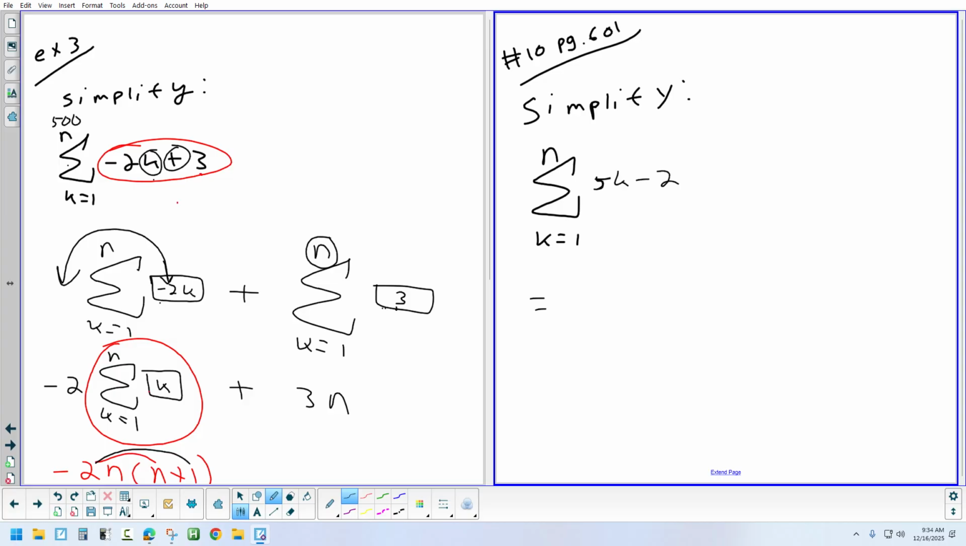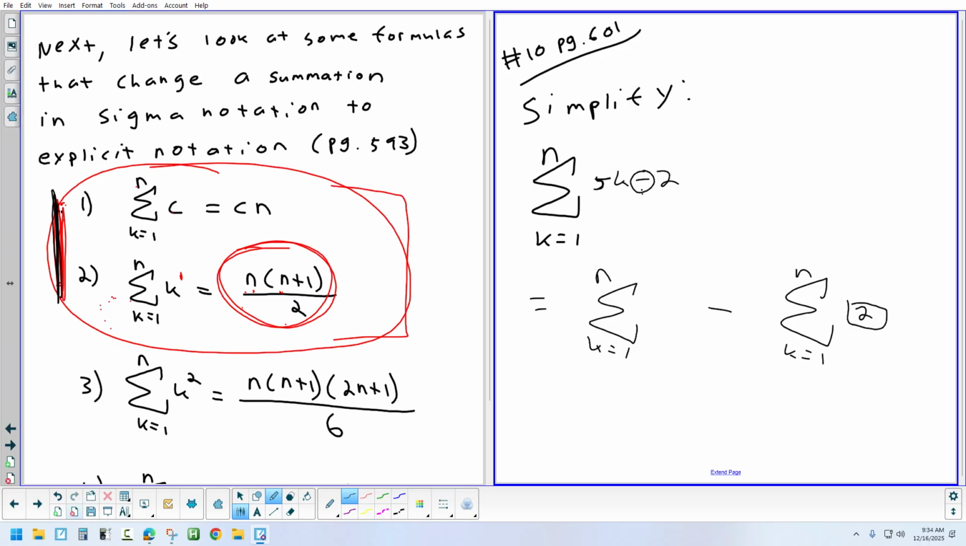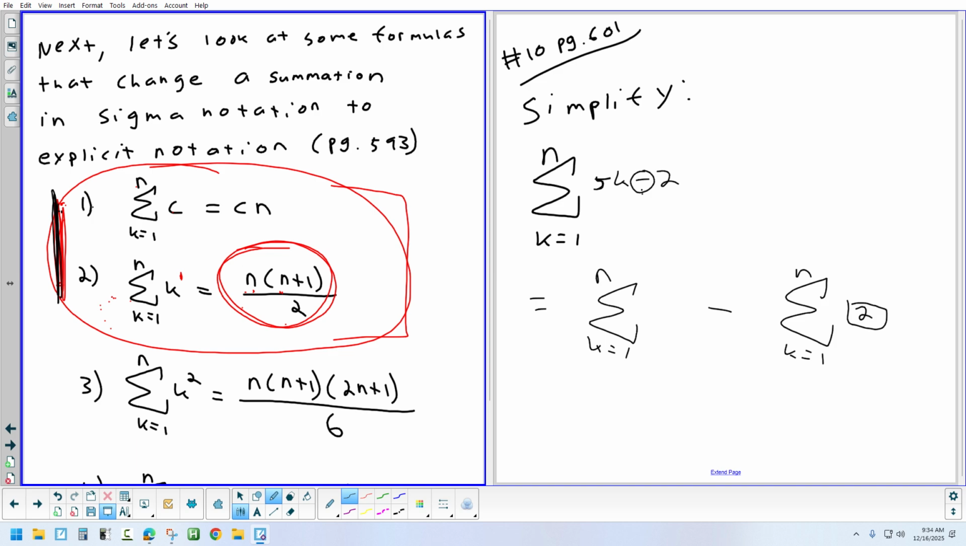We're going to break that up into 2 sigmas. What's going to be the bottom number on each sigma? K equals 1. And the top number, or top value, n. And what are we doing with the two sigmas this time? Like what symbol is going to go between them? We're subtracting them this time, because that's a minus. Okay. What's going to go in that box? 2. So that part's done. K equals 1 to n of a constant. That's rule 1. We can already simplify that part.